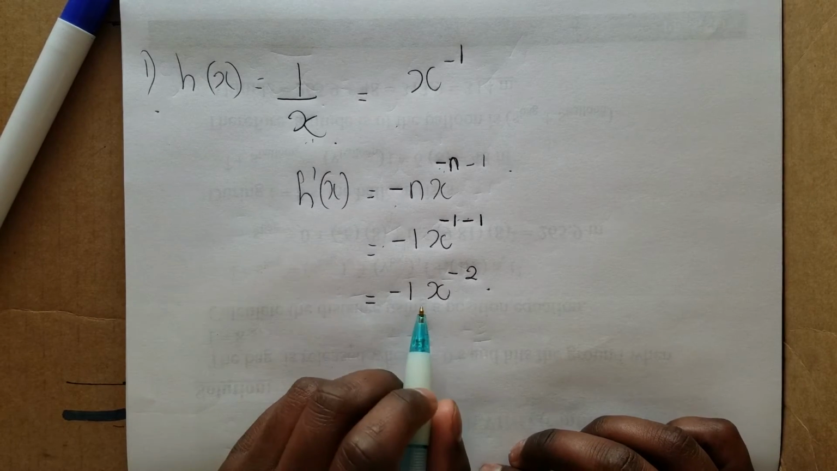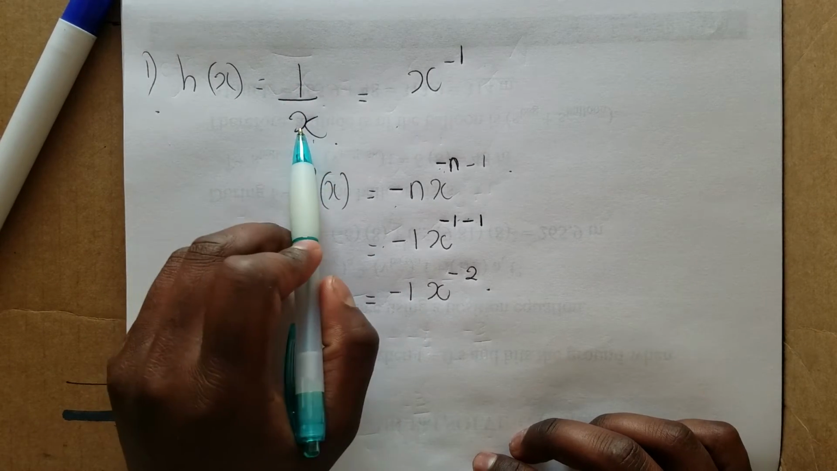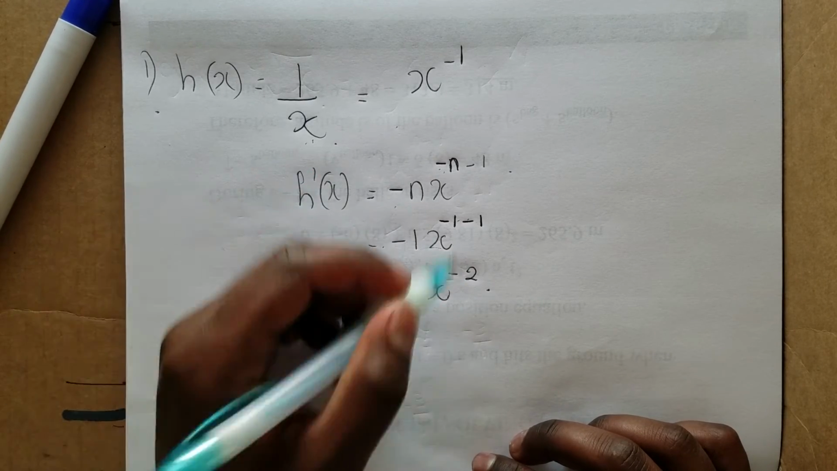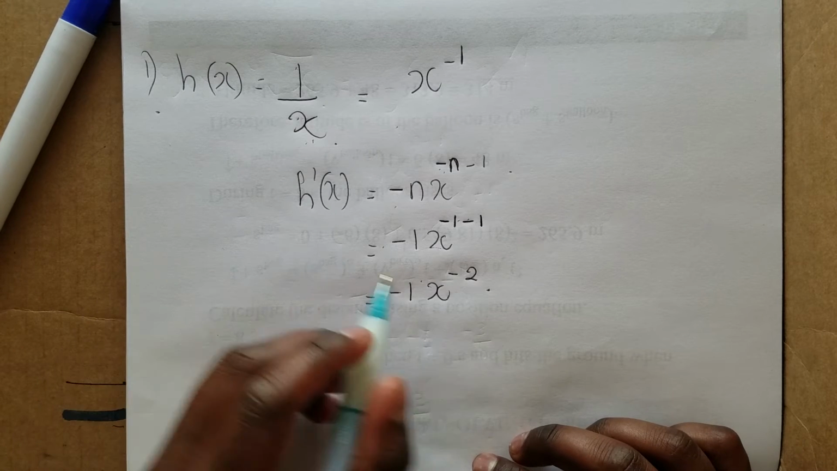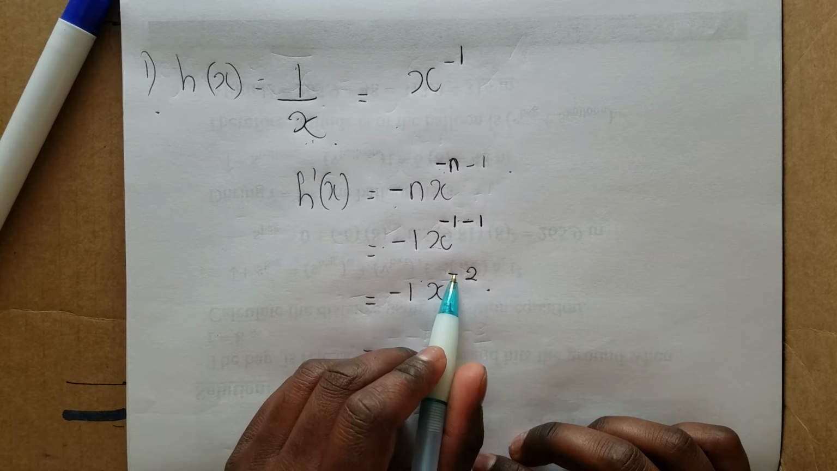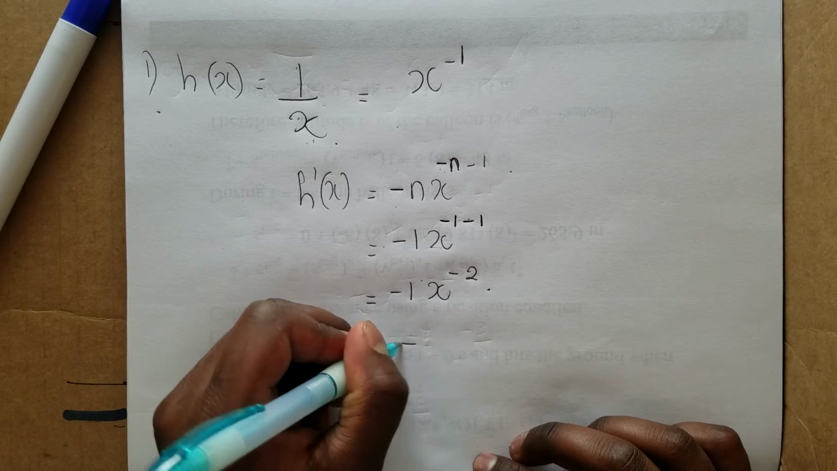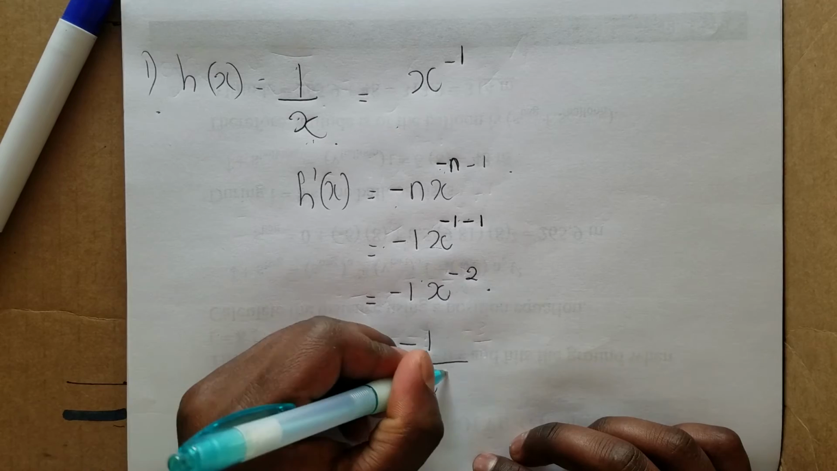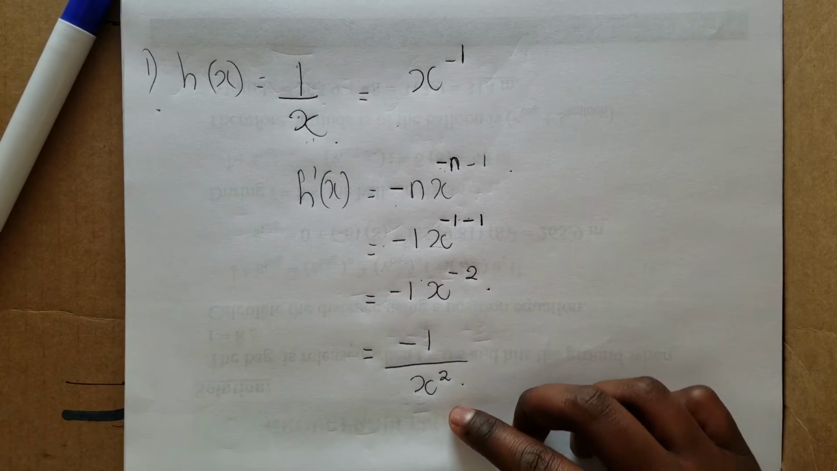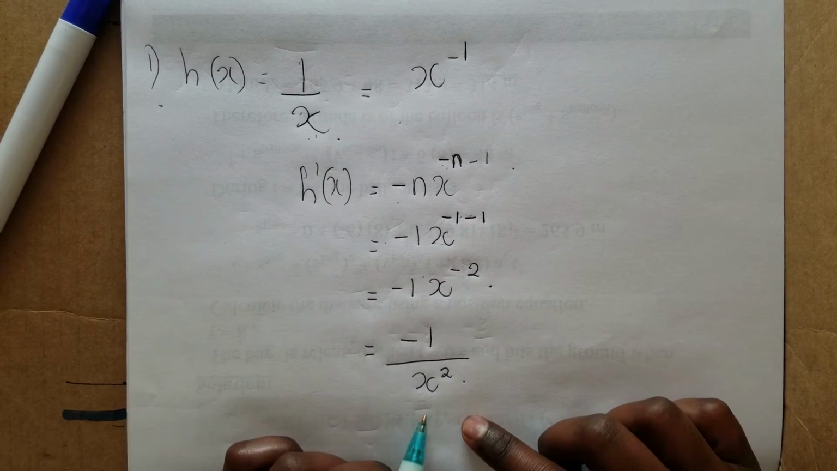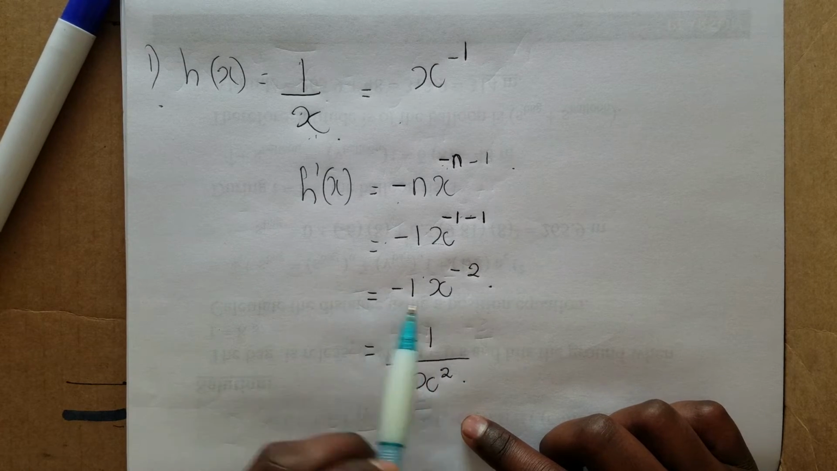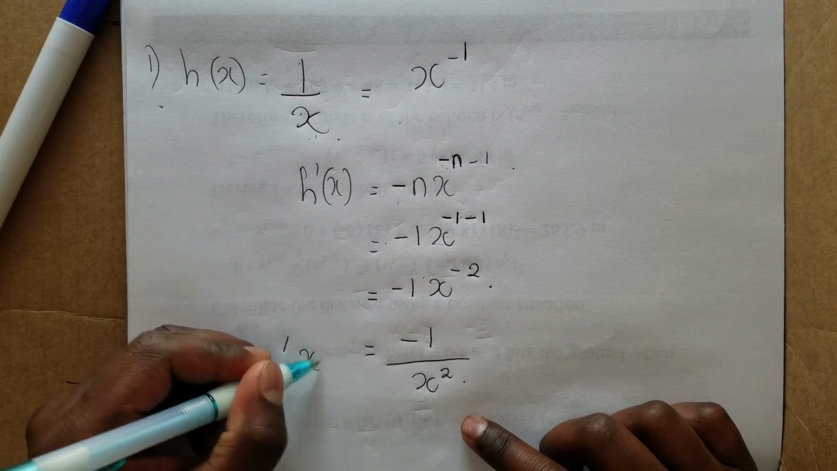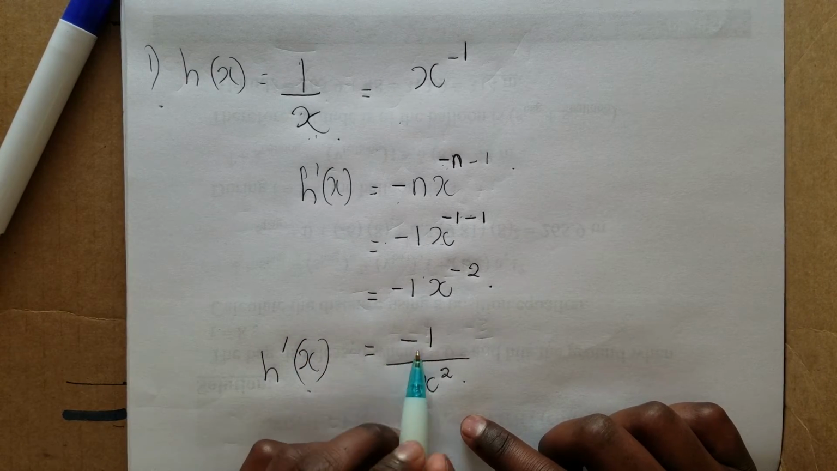Since we started with 1 over x, we could leave it like this, or write it in that form. What is x to the negative 2 power? You put the 1 on top and the x squared at the bottom, and the exponent becomes positive. That's from algebra, from Math 143 or 119. So the derivative of this function is negative 1 over x squared.